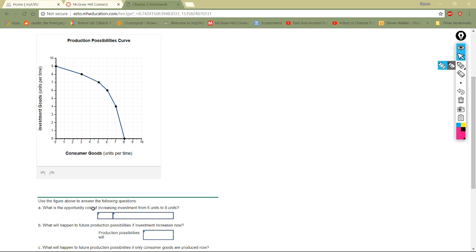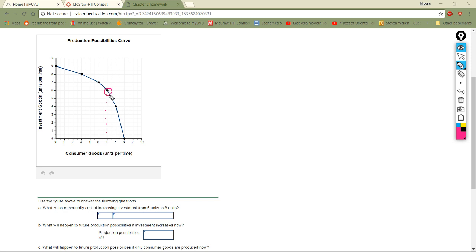So what is the opportunity cost of increasing investment goods from 6 to 8 units? Okay, so let's come up here. Let's take a look at this. Grab our pen. What color should we choose? We're gonna go this pinkish color. Okay. So it says, what is the opportunity cost of increasing investment from 6 to 8 units? So we go over here to 6. So let's say we're at this magic point here. Okay. Yep, that lines up. That should be at 6 right there. So we check it. Yep, that lines up at 6.